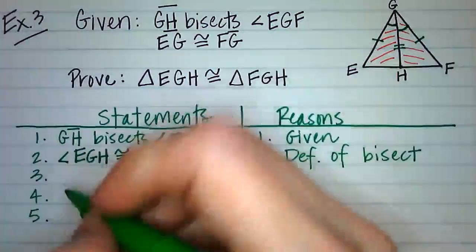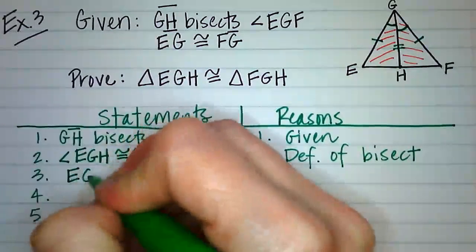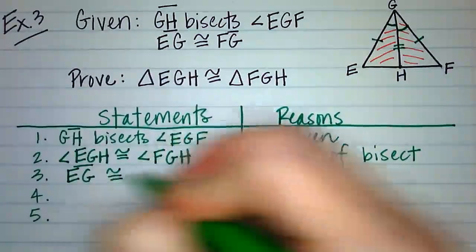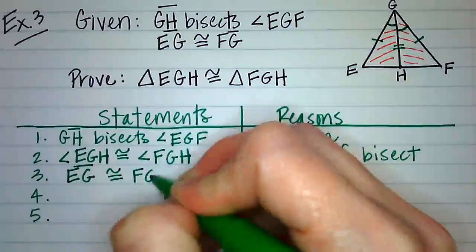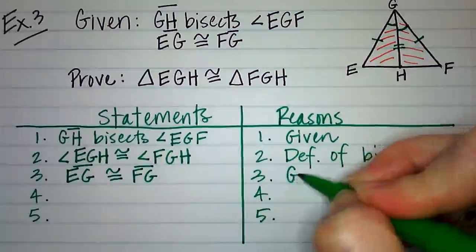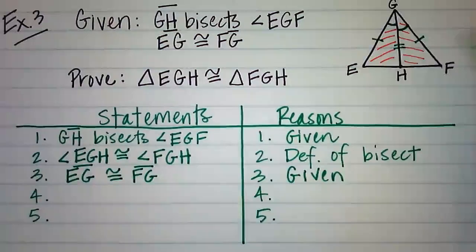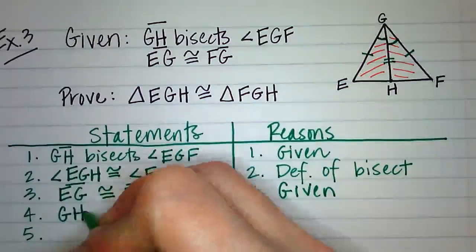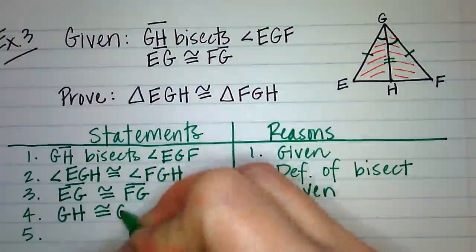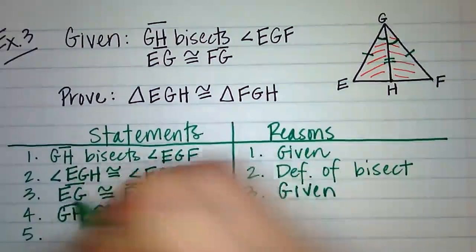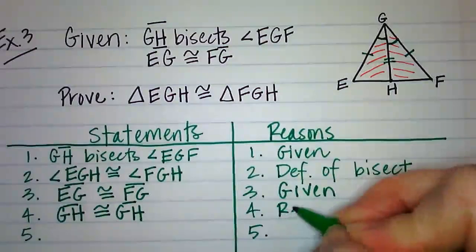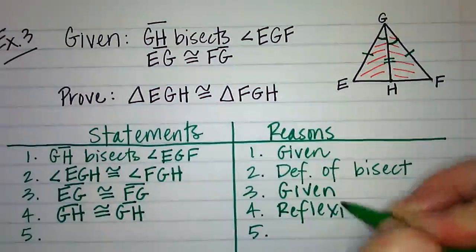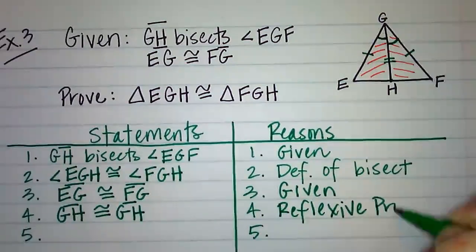Now, we want to finish with our given information. We were told that EG is congruent to FG, and that again was given information. So EG and FG are congruent. We said ourselves that GH is congruent to GH, and anytime we mention that a piece is congruent to itself, that is reflexive property.